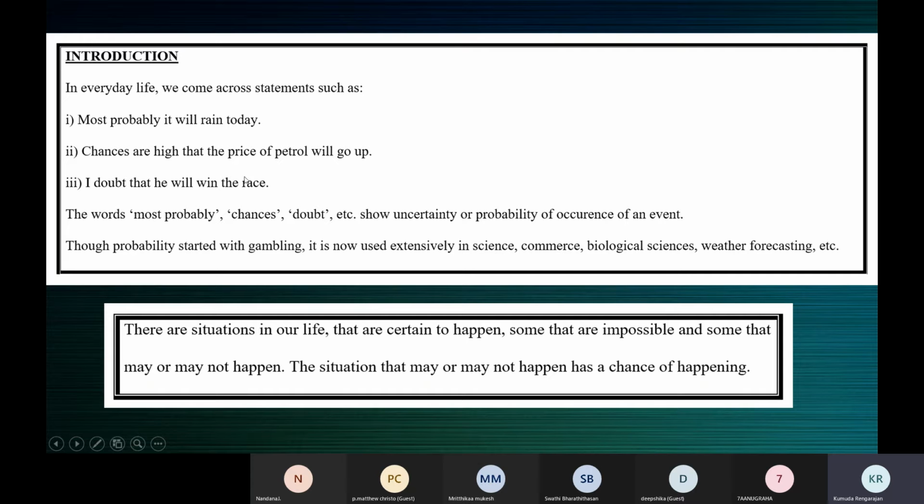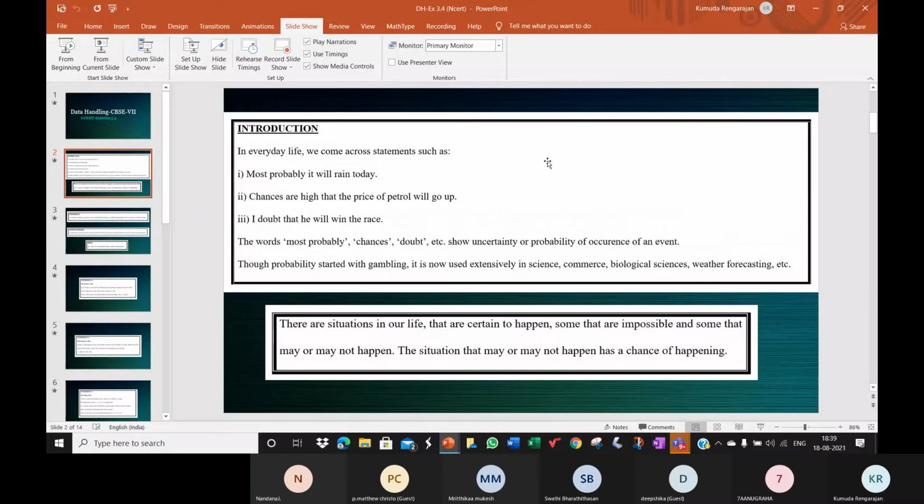But in these statements, you can see some uncertainty. Most probably it will rain today. Chances are high. I doubt he will win the race. So these words, most probably, chances, doubt, all show some uncertainty. Yes, Nandana? And it is an expectation. Nandana, louder. And we can tell that it is an opinion or expectation.